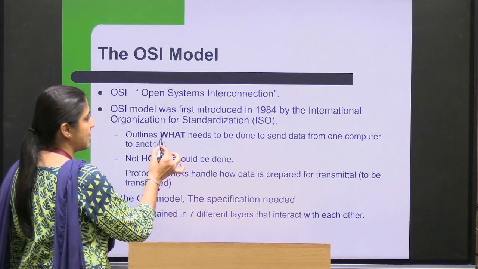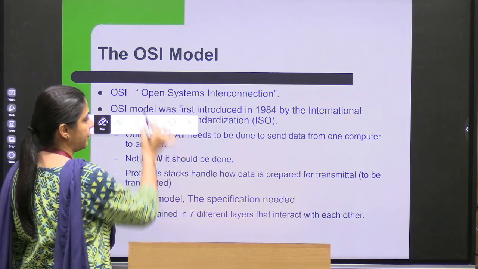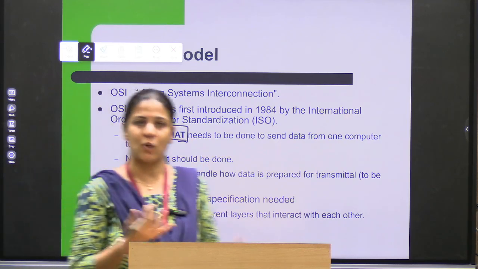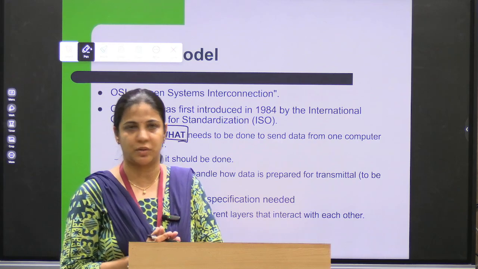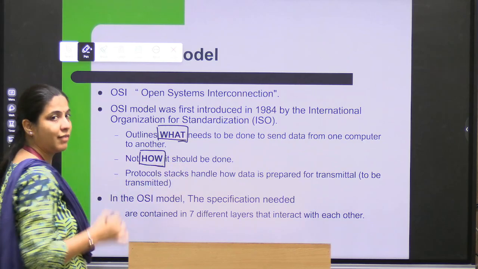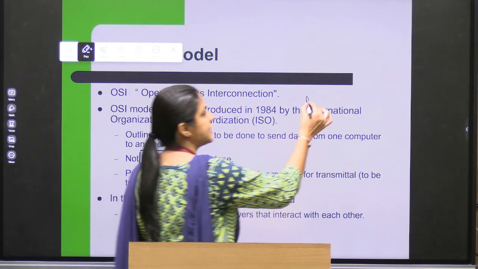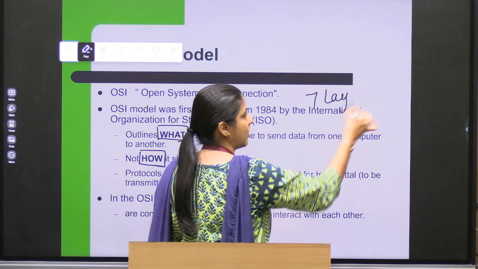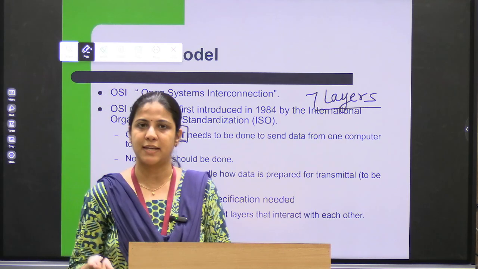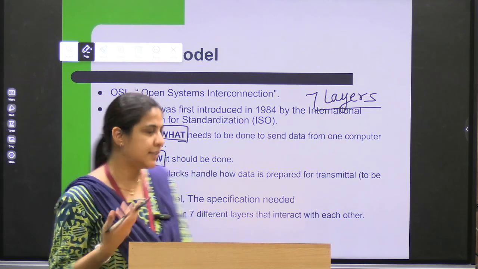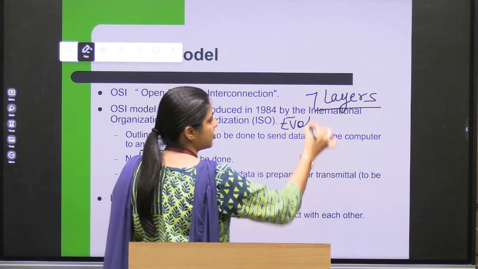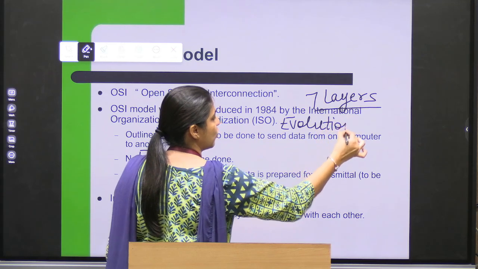It tells us what needs to be done during the transfer of data from one system to another in a network, and it will not tell us how it has to be done. Right now we know that we have 7 layers of the OSI model, but how did these 7 layers come into existence, or how was the evolution of the 7 layers of the OSI model?